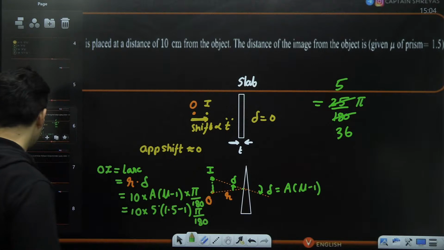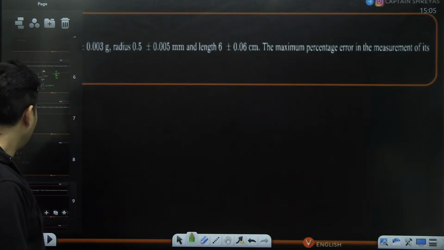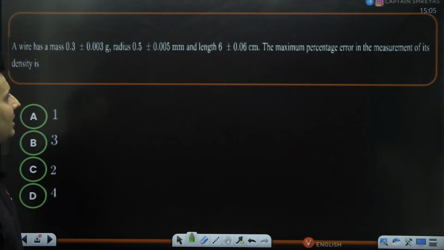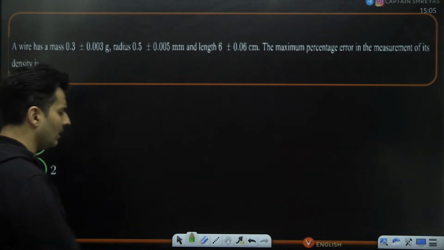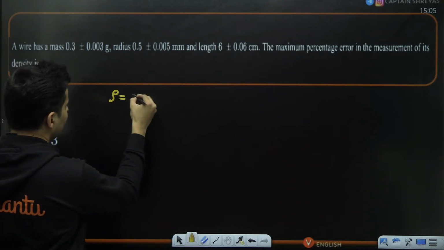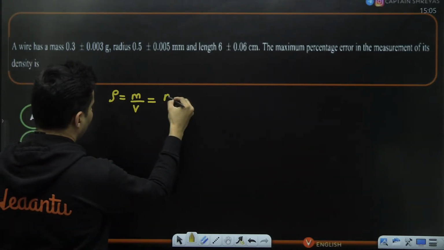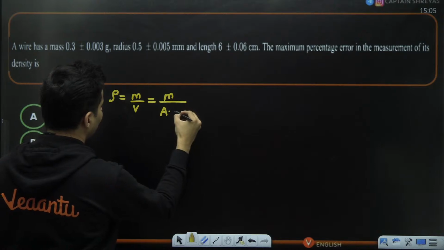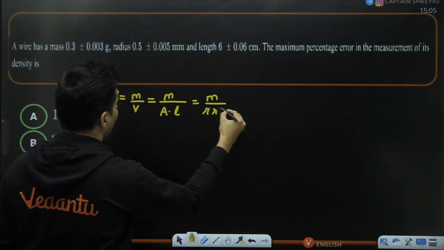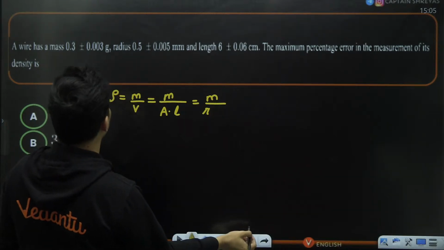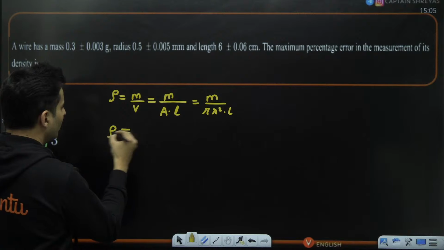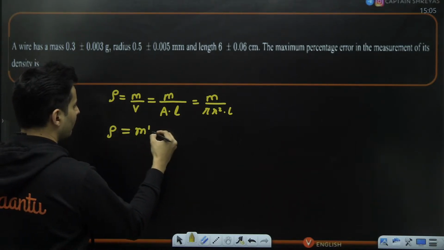Moving on to the next question on your screen. It says a wire has some mass, some radius, some length, and asks for the percentage error in the measurement of its density. Errors and measurement question, I think we should be able to do it. So we know the density is mass by volume, and the volume is area into the length, and the area of cross section is pi r square, so volume is pi r square into L. So writing it in a beautiful form, it will be m raised to 1.